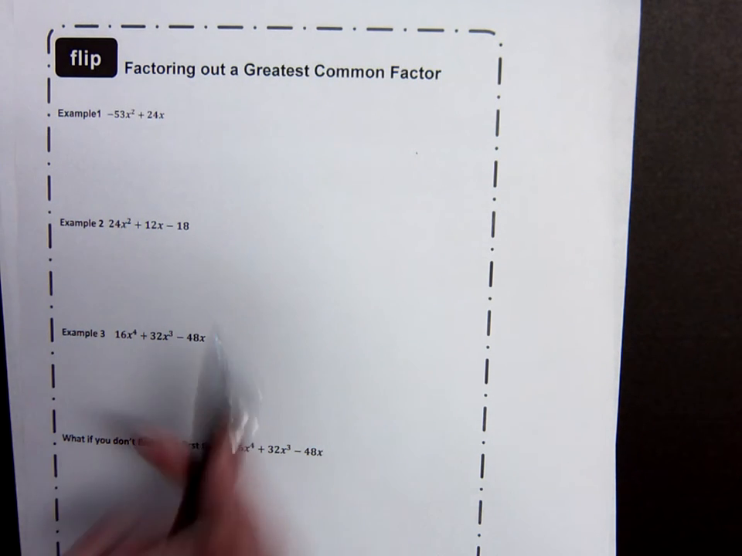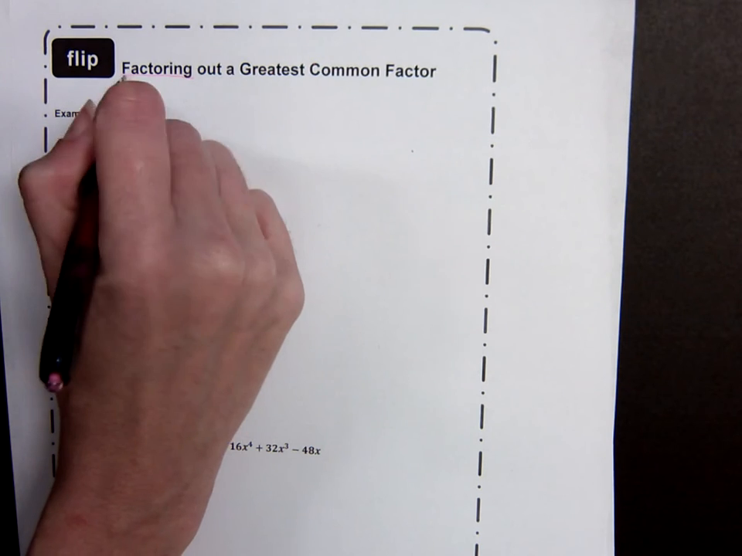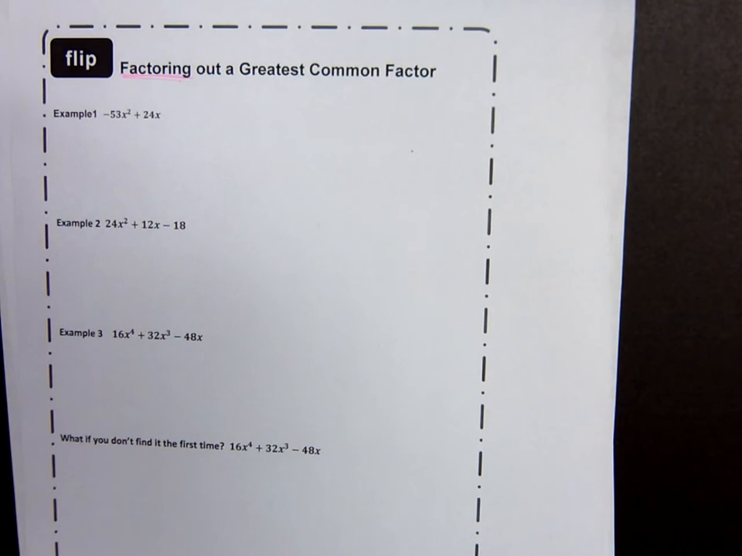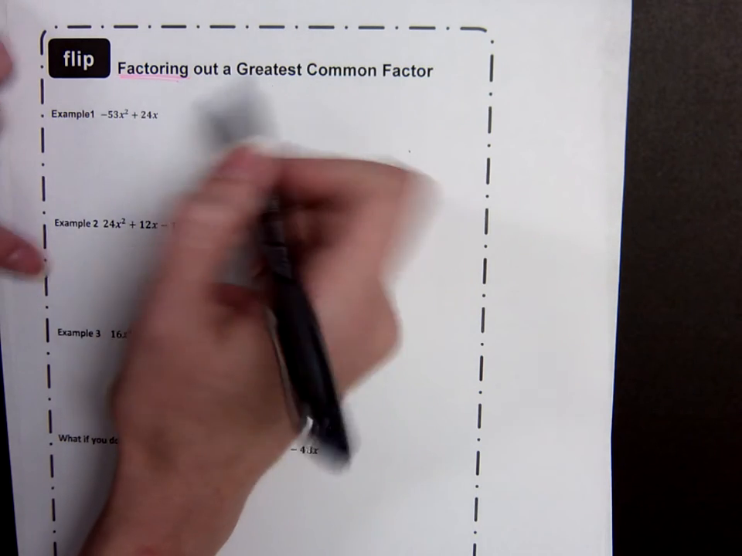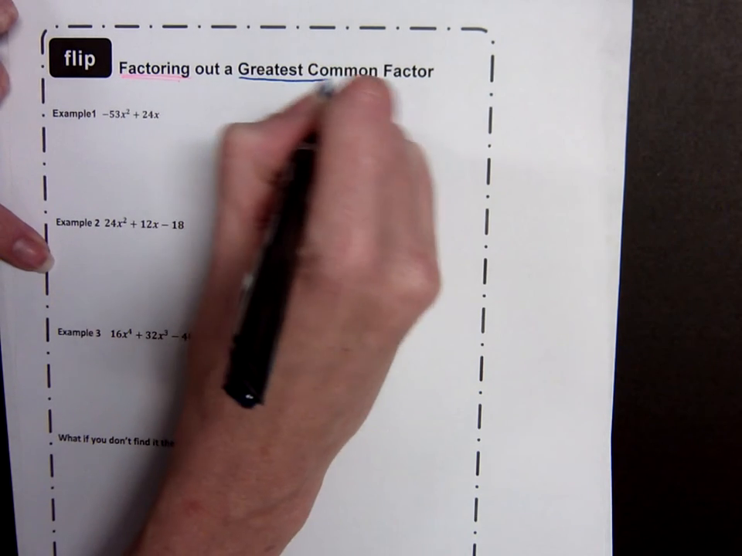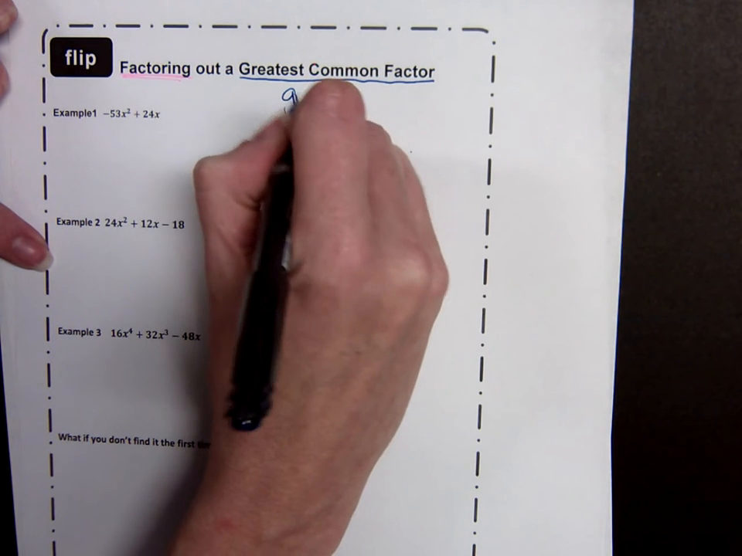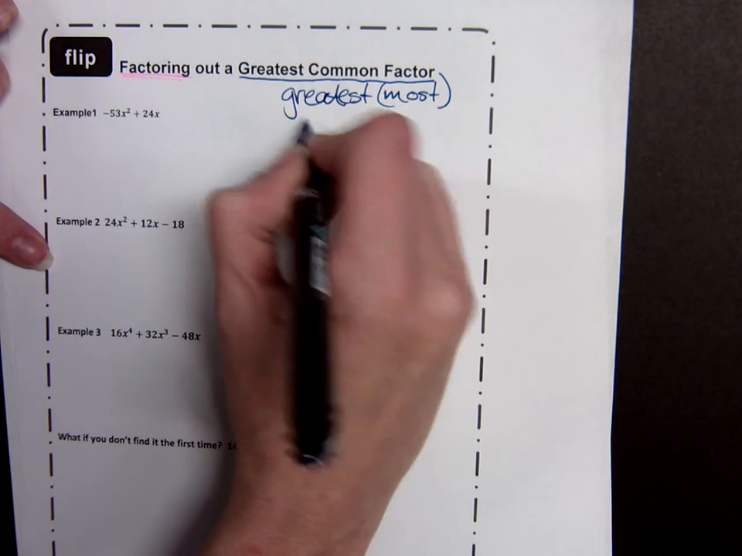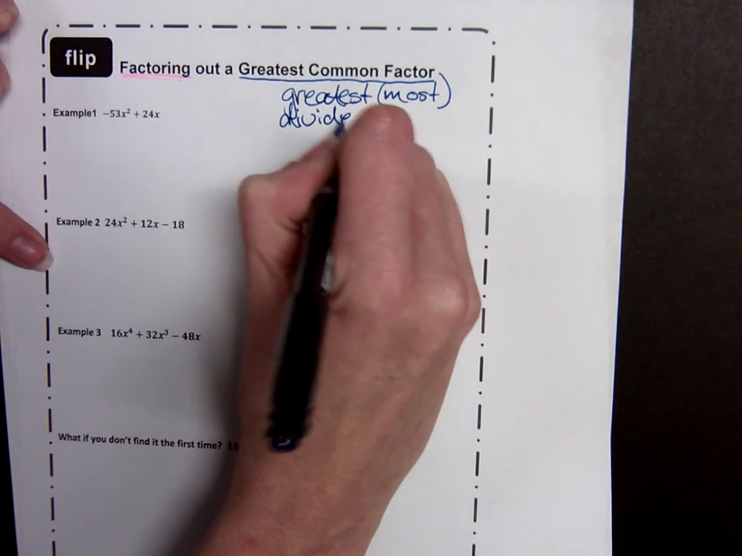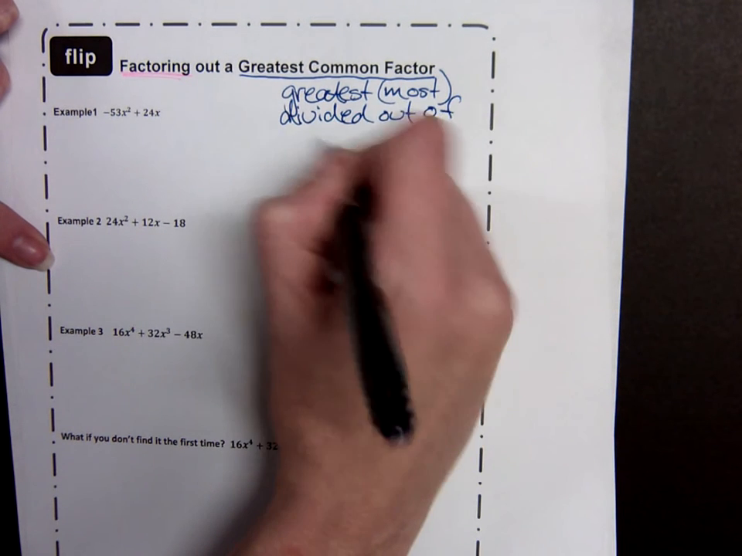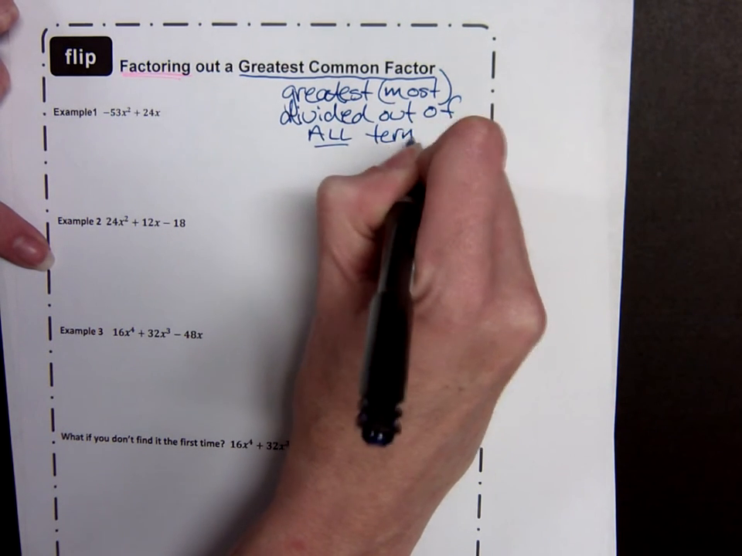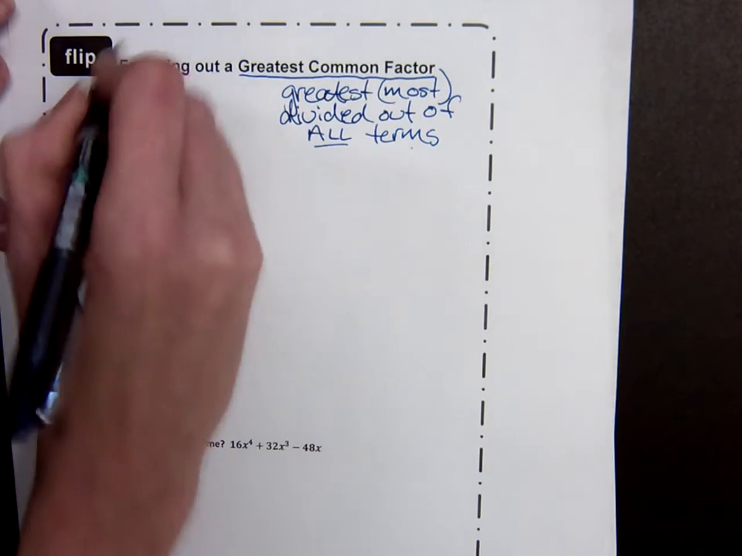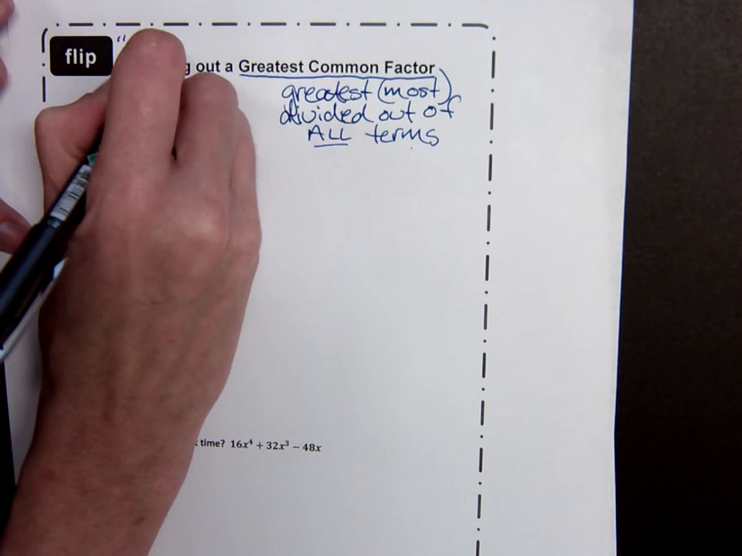Now we're going to talk about factoring out a greatest common factor. Factoring is undoing the multiplication, right? We're figuring out what things multiplied together to give us the result. And the greatest common factor is the greatest, or the most, that can be divided out of all terms. Okay, so we're kind of undistributing.